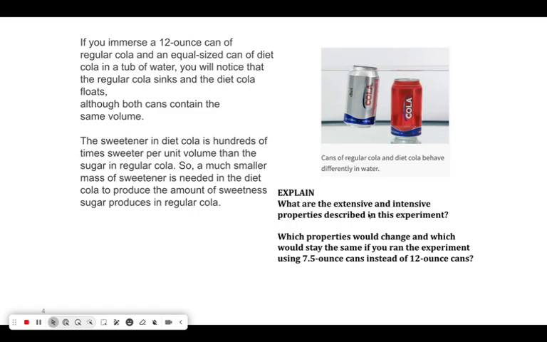So, what are the extensive and intensive properties described in this experiment? What properties are extensive and depend on the amounts? What properties are intensive and do not depend on the amounts? Remember, we said both cans have the same volume, but somehow the sweetener is hundreds of times sweeter.